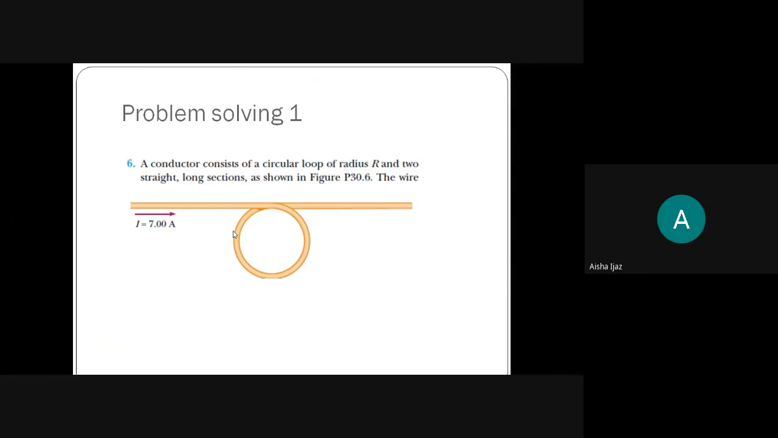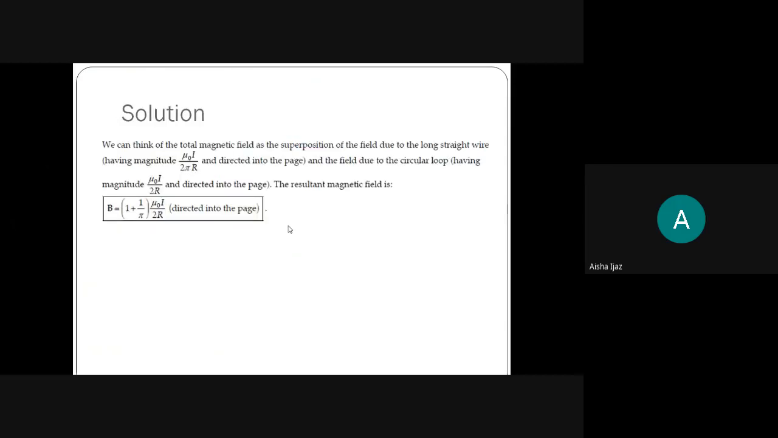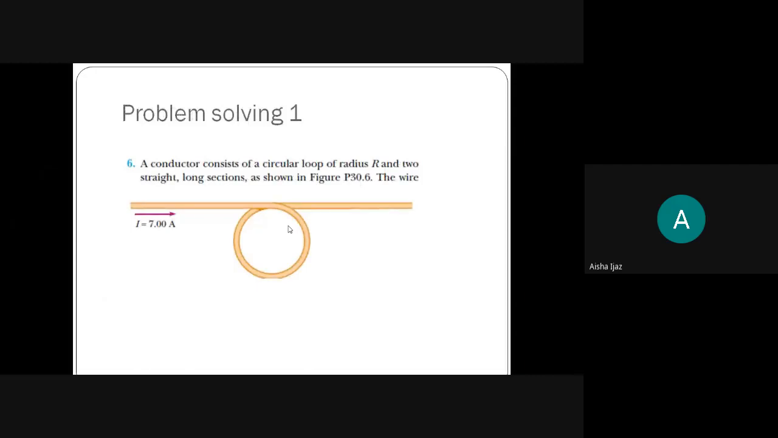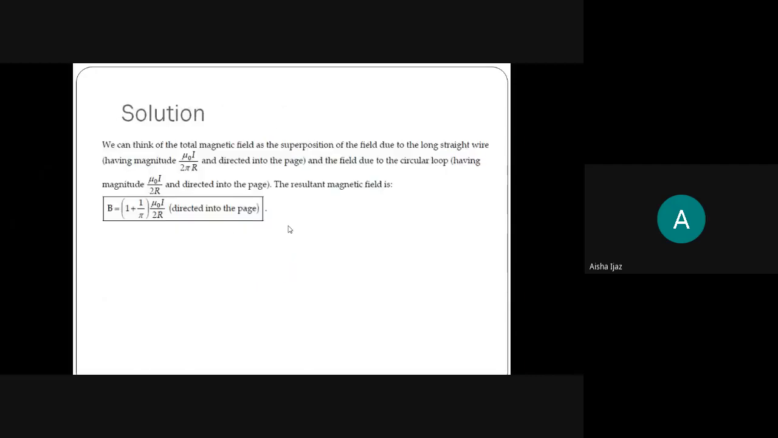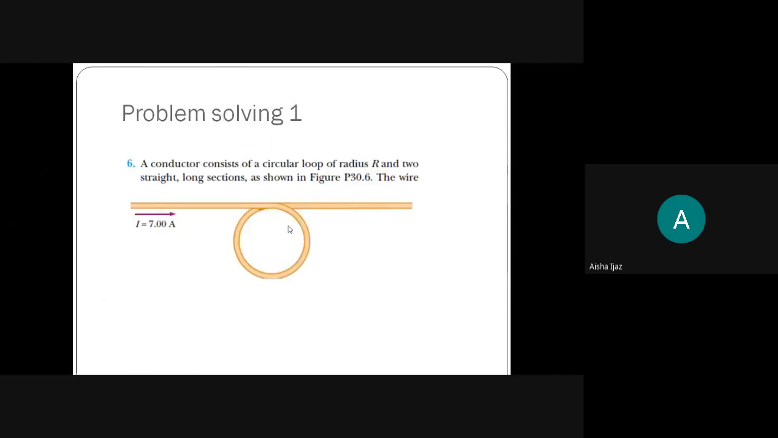These are some problems related to the topic we have covered. That's the Biot-Savart law, and this is basically from your reference book, Serway and Jewett. It's question number 6 of chapter 30 in Serway and Jewett. A conductor consists of a circular loop of radius r, which is given here, and two straight sections, which are shown here, 1 and 2. What you have to do is find the magnetic field here.